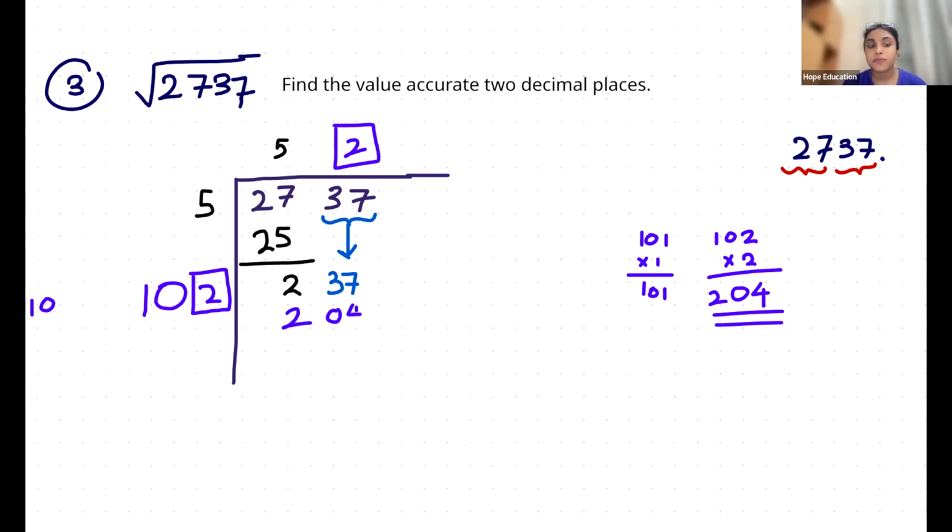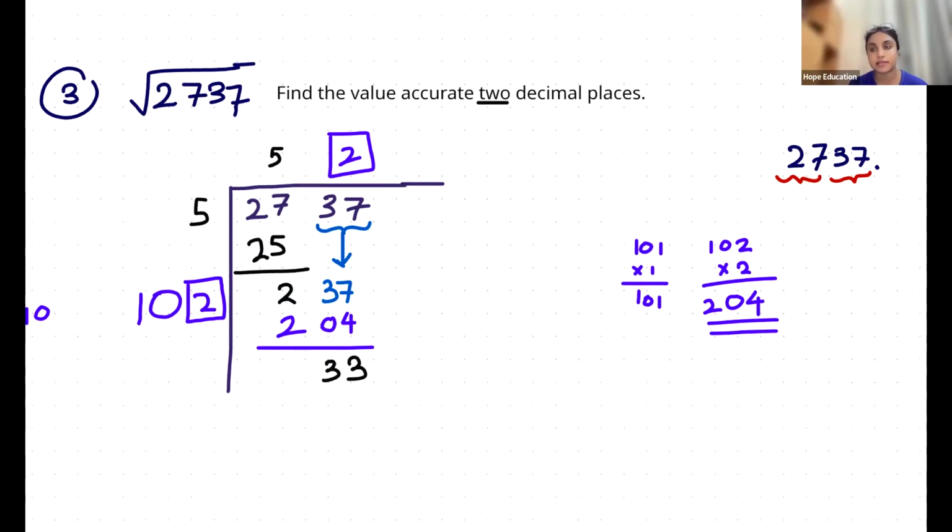Now we will subtract and get the answer. Look at this carefully, children. 7 minus 4 is 3. 3 minus 0 is still 3. 2 minus 2 is 0. So what remains here is 33. Now, children, we have to find the value accurate to 2 decimal places. That means we have to go to decimals and keep finding the answer.